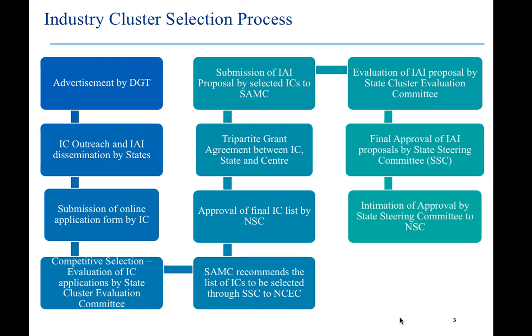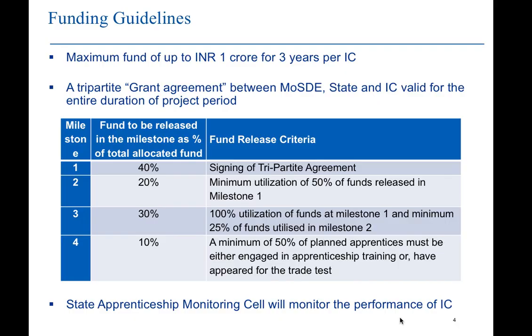The cluster selection process. First there will be an advertisement by DGT and many other steps, as you can see. A very quick understanding of the guidelines, and we hope that the applicant clusters have gone through the operational manual in detail to ascertain what the objectives of industry clusters are and what they're supposed to do.